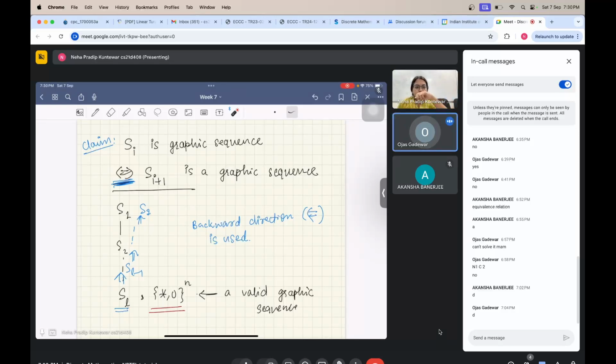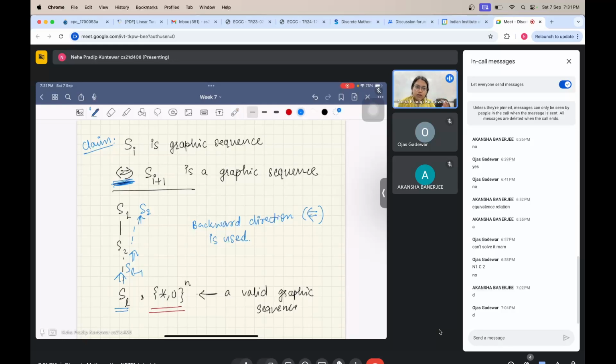We assume that Si plus 1 is a valid graphic sequence and doing the steps according to Si and Si plus 1, we end up at the conclusion that contradicts our assumption. Okay, that might also work out.